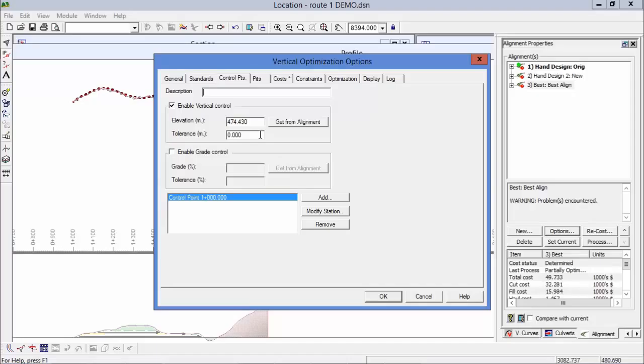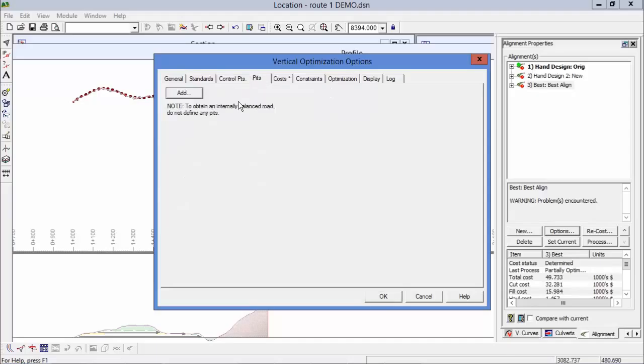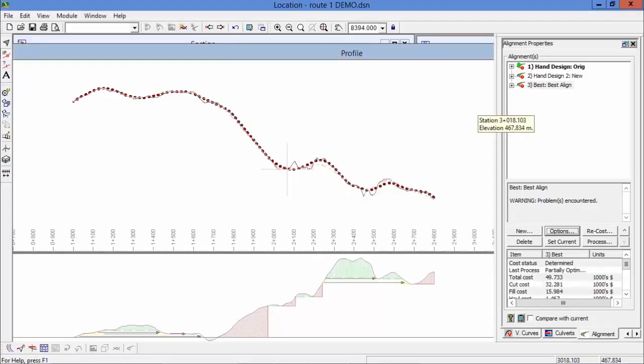And of course, because I'm looking at the best balanced road out of all the possible balanced roads, I'm not taking any pits into consideration. So there is no pit. That means the road that will be searched for will be the best balanced road. Essentially, this procedure is going to look at all the possible options out there, and it'll come back with the best options.